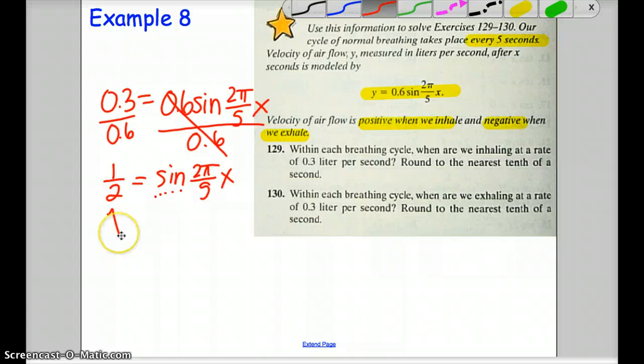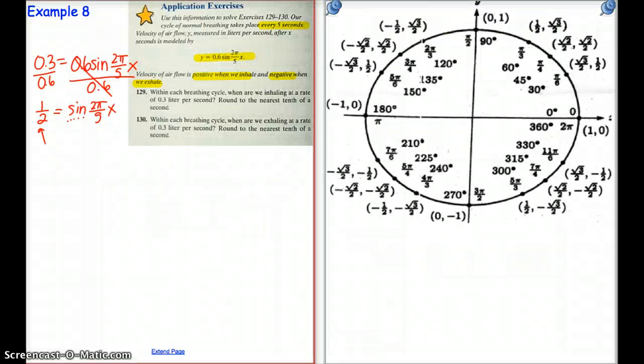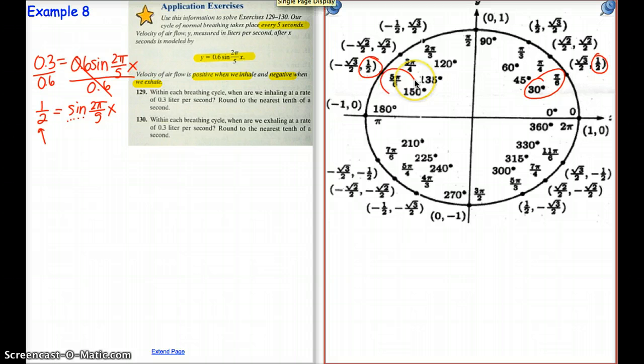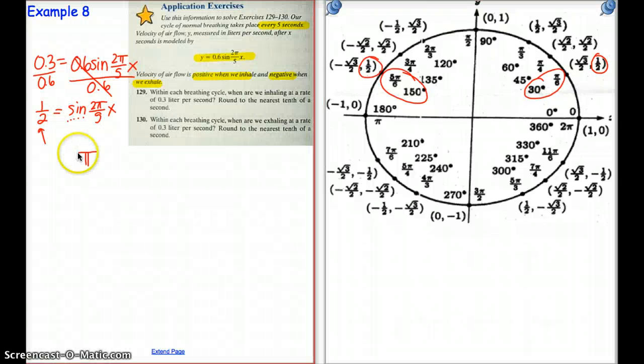But in our case, sine of 1/2, where is sine 1/2? We know those two from our unit circle. Sine is 1/2 here at 30 degrees or pi over 6. And it's 1/2 here at 5 pi over 6 or 150 degrees. So my two solutions for the angles are pi over 6 and 5 pi over 6.